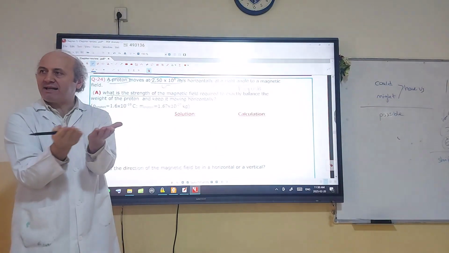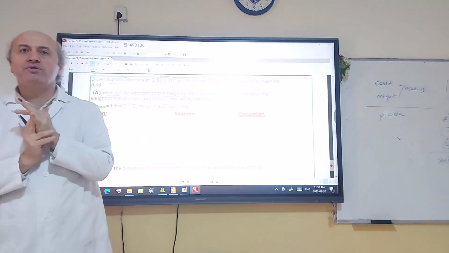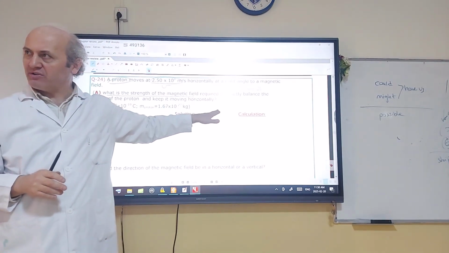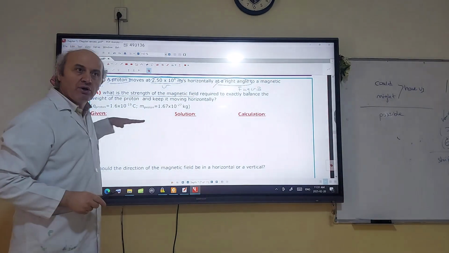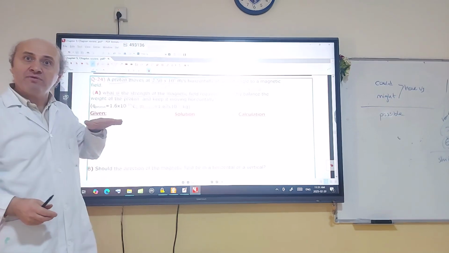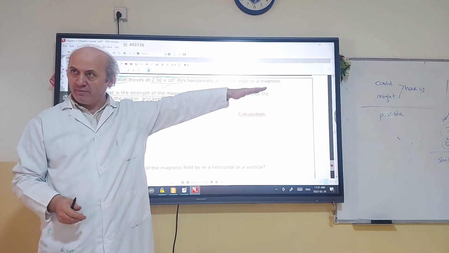Again, exactly balanced. These 3 questions have the same logic: cancel gravitational force, floating, and balance. Exactly balance the weight of the proton to keep it moving horizontally, because net force acting on the object is equal to 0. The object follows a horizontal path. In chapter 1-3 we learned the law of inertia.